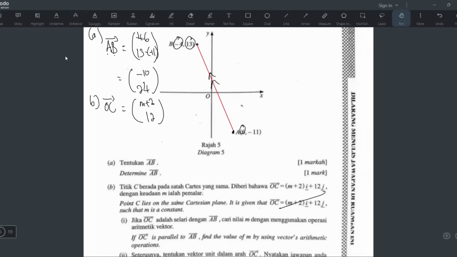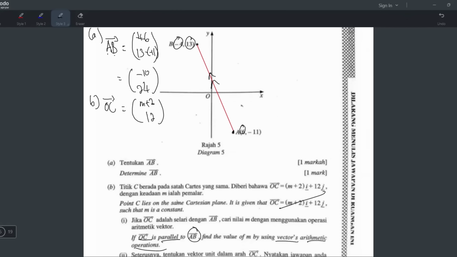Okay, understand. Alright, now, if OC is parallel to AB, find the value of m by using vector arithmetic operations. The keyword here is parallel, right? When we are doing vectors and two vectors are parallel, what you can do is take these two vectors equal and then put lambda in the middle. Yes, that is the usual way. But actually there's a shortcut, you know. Actually there's a shortcut.